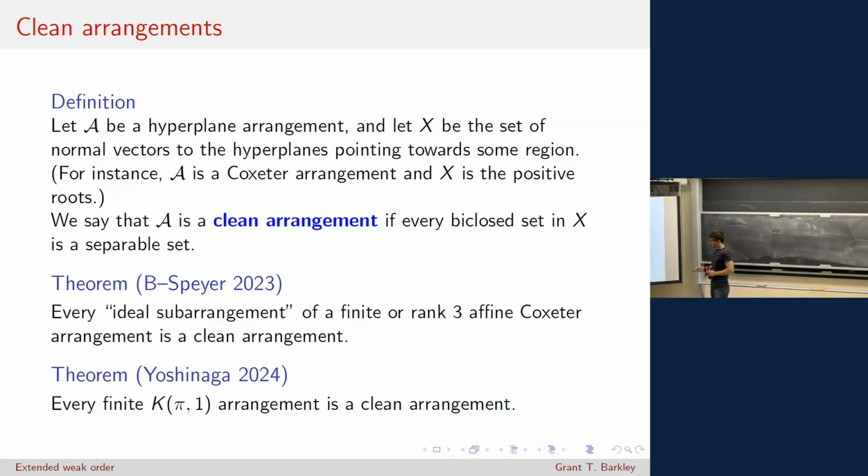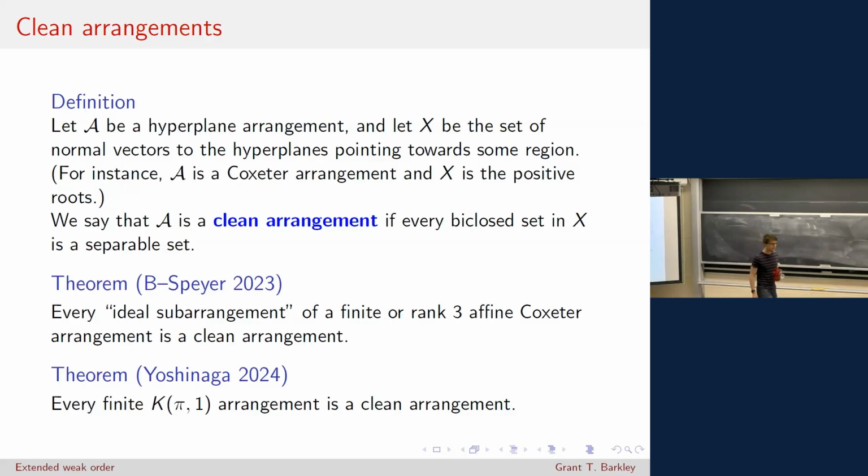Interestingly, recently, Yoshinaga has proven that every finite K(π,1) arrangement is a clean arrangement. So this is the property that if I take my hyperplane arrangement, complexify it, and delete all the hyperplanes, then the resulting thing is an Eilenberg–MacLane space. Its only non-vanishing homotopy group is π1.